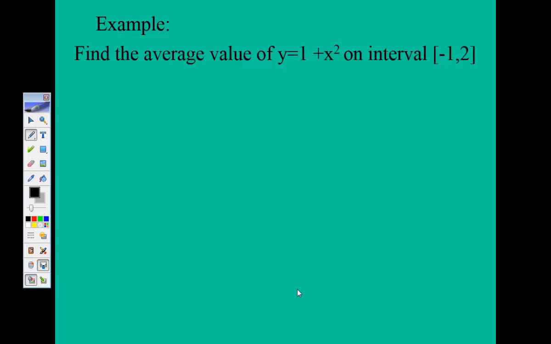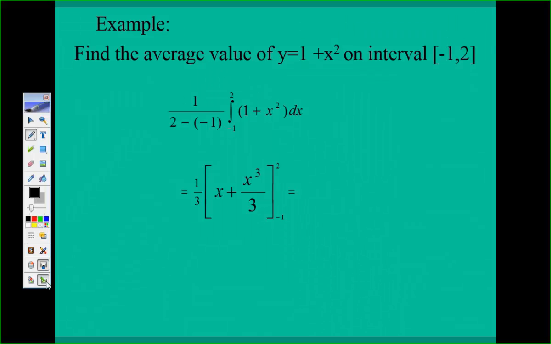Here's an example. Find the average value of y equals 1 plus x squared on the interval from -1 to 2. We just saw that our average value can be found by taking 1 divided by b minus a times the integral from a to b of our f of x, which is 1 plus x squared dx. This is how we find the average value on this interval, -1 to 2.